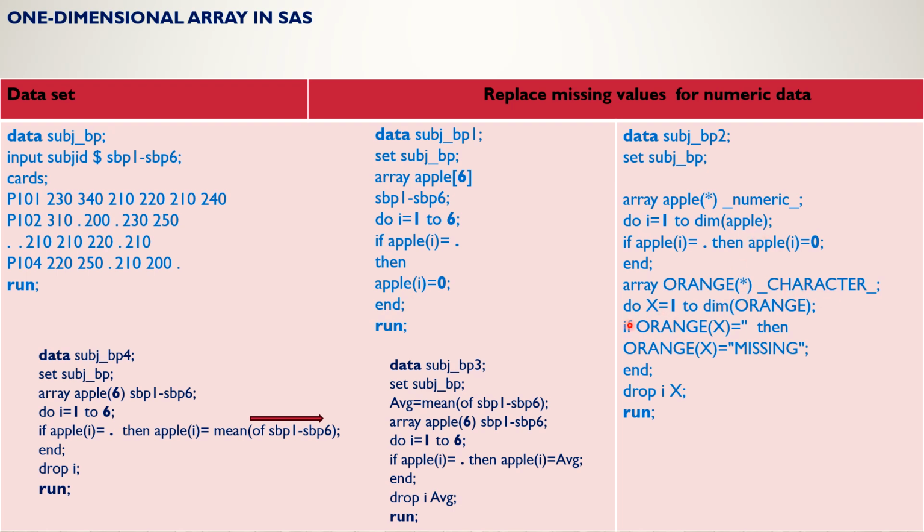If it is character, the same: do x is equal to 1 to dim of orange. Here is the array name, so here also the array name. So when you use underscore numeric underscore, also the same, star dim. For character also star dim. Okay, remaining everything same.